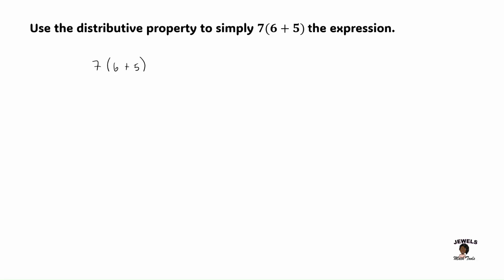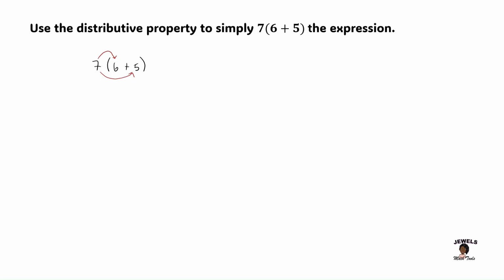Now when using the distributive property, remember the distributive property tells us that we're distributing our term, which in this case is 7, to everything on the inside of our parentheses. So that means that 7 will be distributed to both 6 and to 5. And when we talk about distribution, that means that 7 is going to be multiplied to both 6 and to 5.